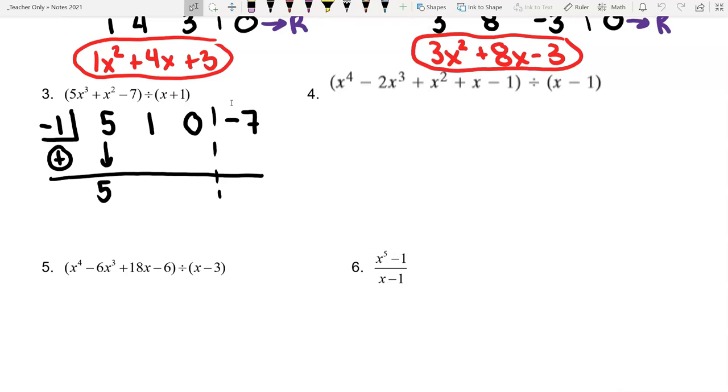Multiply +5 times -1 is -5. 1 plus -5 is -4. I'm going to start multiplying here. -4 times -1 is +4. Add 4. And then multiply. +4 times -1 is -4.